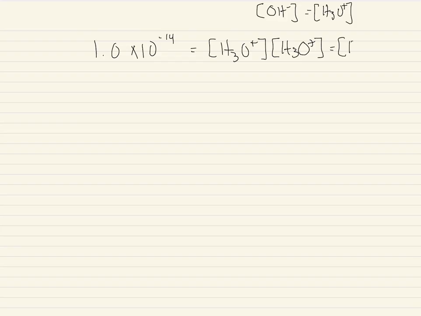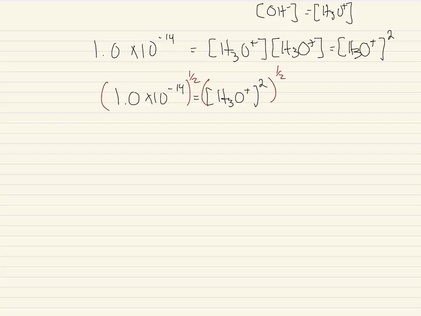This is the same thing as writing H3O plus squared. So I have simplified: 1.0 times 10 to the minus 14 equals H3O plus squared. How do I isolate H3O plus? How do I get rid of that square? Yep, take the square root of both sides, which is the same as raising both sides to the half power. Whatever you do to one side, you have to do to the other. Using laws of exponents, we don't even have to use our calculator. The square root of 1 is what? 1 times 1 is 1, so the root of 1 is just 1, or plus or minus 1 technically.